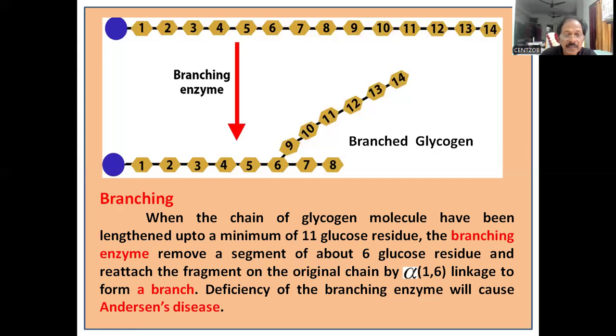By which linkage? Alpha 1,6 linkage, to form a branch. Branching enzyme deficiency may cause Andersen disease also, remember that.